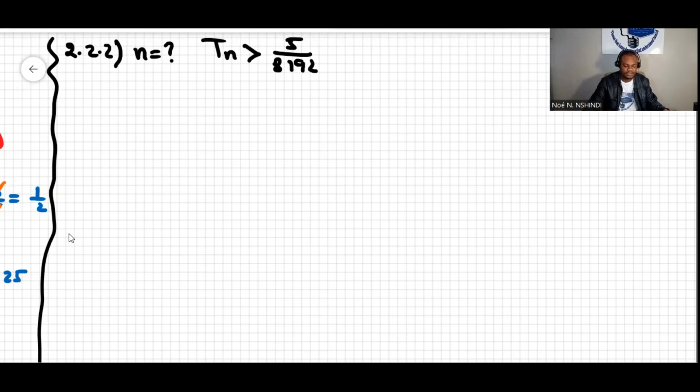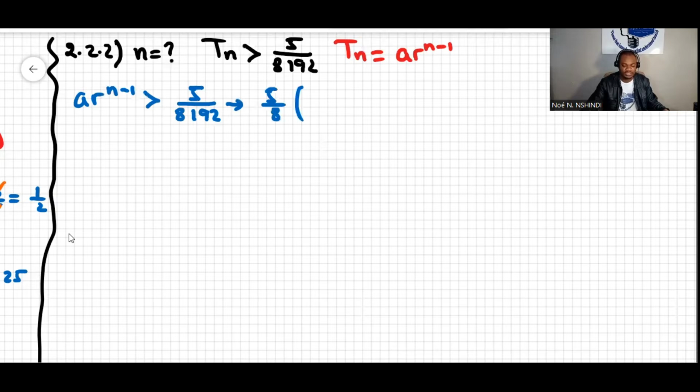Now, Tn itself is given by a r to the power of n minus 1. Okay, so in other words, a r to the n minus 1 must be greater than 5 over 8192. So if I sub in the values of a and r, a is the first term, which was 5 over 8, and then r is a half, to the n minus 1. This must be greater than 5 over 8192. Then how can I solve this?